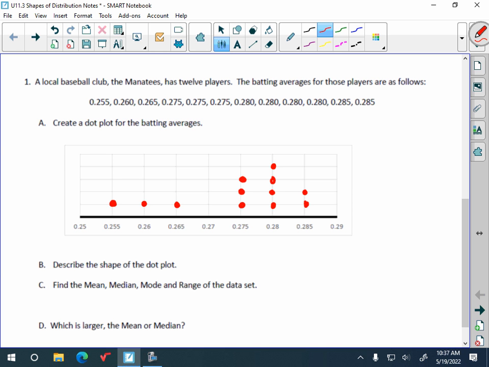All right, so there's our dot plot. Now, what I always do is I want to verify that I plotted everything. So I just go through, count all my dots, make sure that it's equal to the number of data points that they give us. They already tell us there's 12, so I should have 12 dots. And if I don't, then I have to go back and check. Did I miss one, or did I put an extra one? So 1, 2, 3, 4, 5, 6, 7, 8, 9, 10, 11, 12. All right, so that's 12.